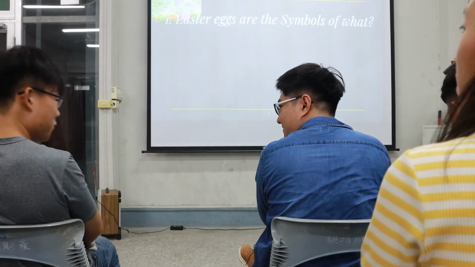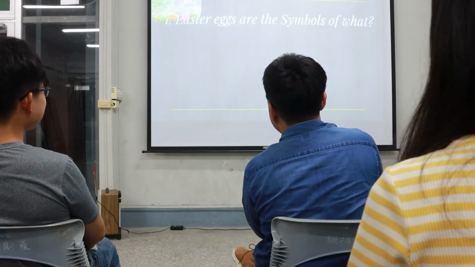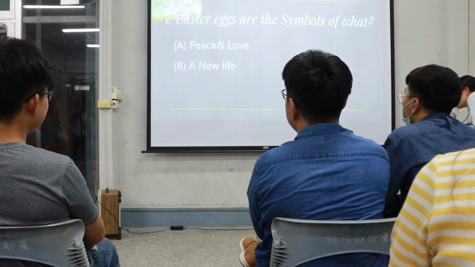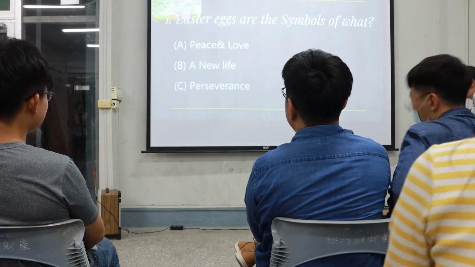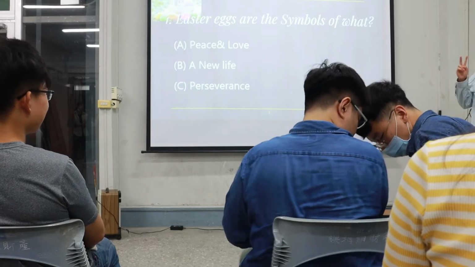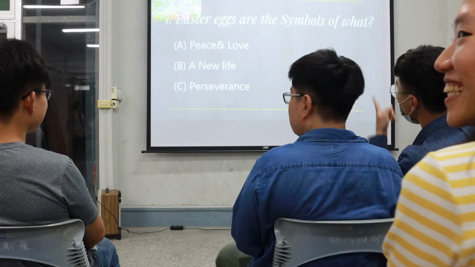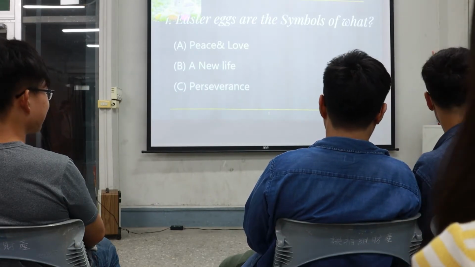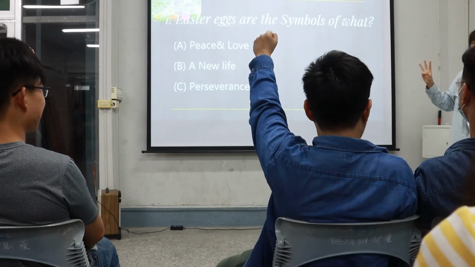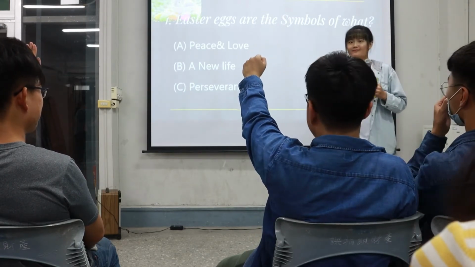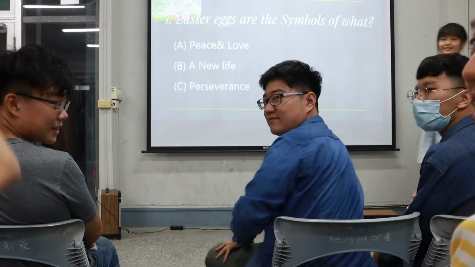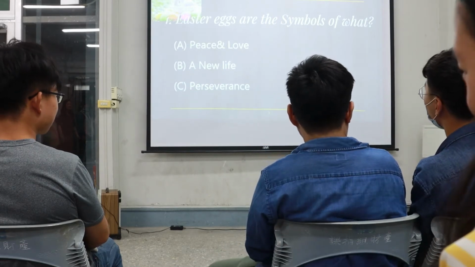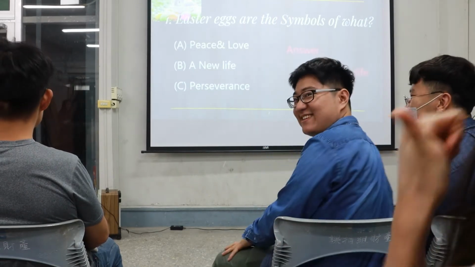Okay. So first question. Easter eggs are the symbols of what? First, peace and love, the new life, or the perseverance. I say 1, 2, 3. Sorry. 1, 2, 3. Yeah, a new life. Yes, a new life.